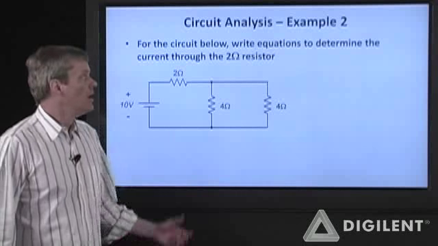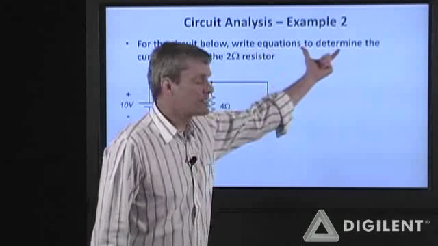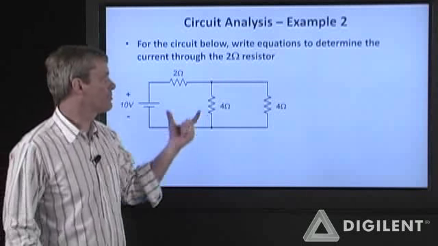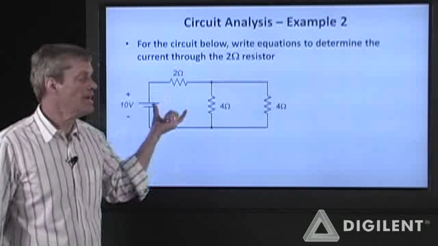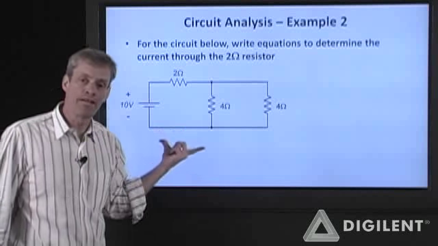Another example. For this circuit, I want to write the necessary equations that I can use to determine the current through the 2 ohm resistor. I'm going to end up with a fair number of equations here. I don't want to solve them, but I do want to write the equations.